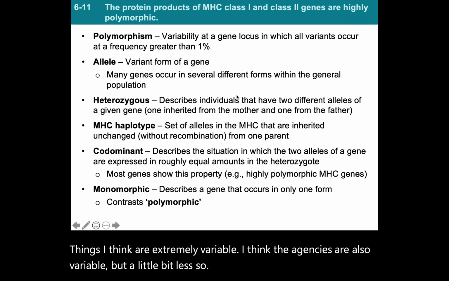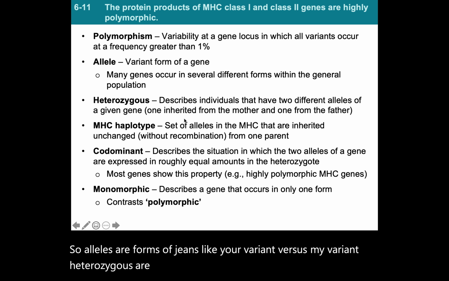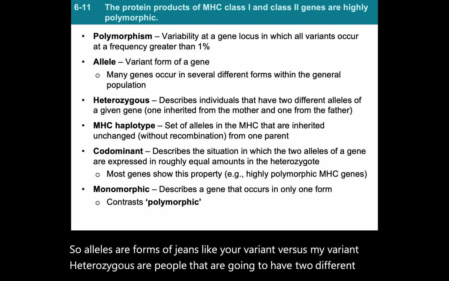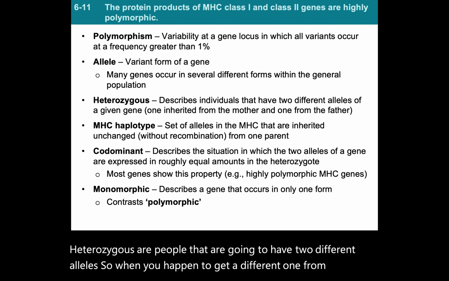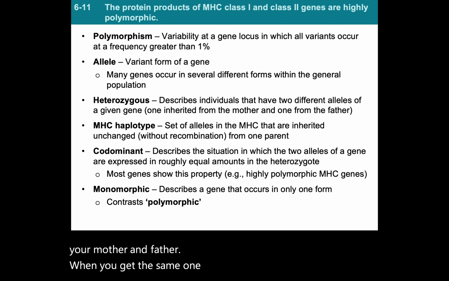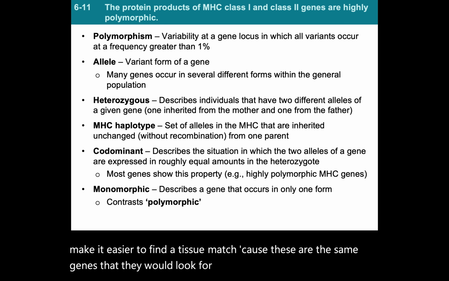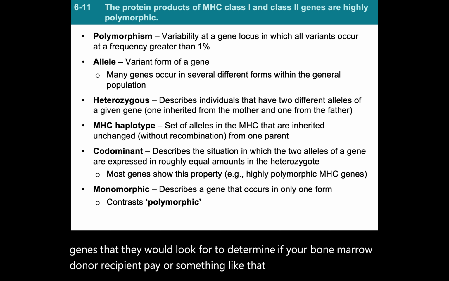So alleles are forms of the genes, like your variant versus my variant. Heterozygous are people that are going to have two different alleles, so when you happen to get a different one from your mother and father. When you get the same one from your mother and father, this can make it easier to find a tissue match, because these are the same genes that they would look for to determine if you're a bone marrow donor recipient pair, or a kidney donor recipient, something like that.